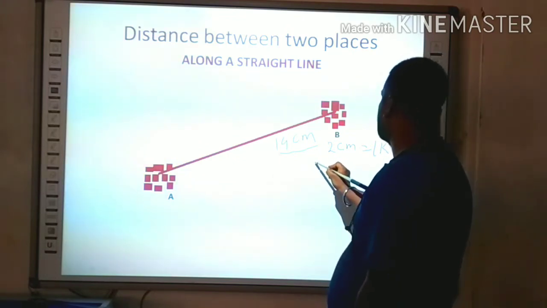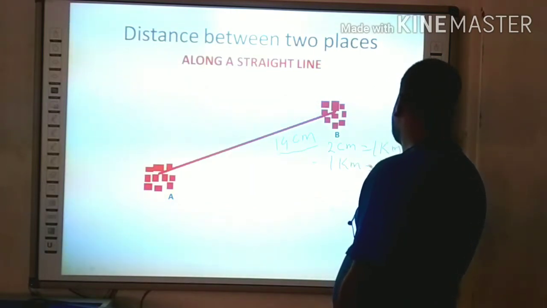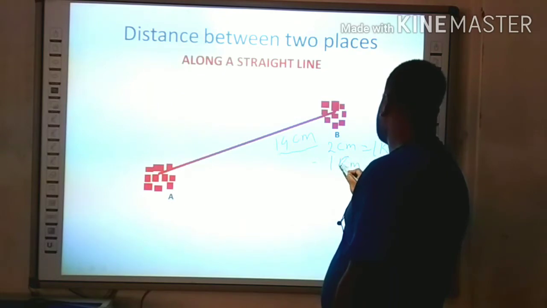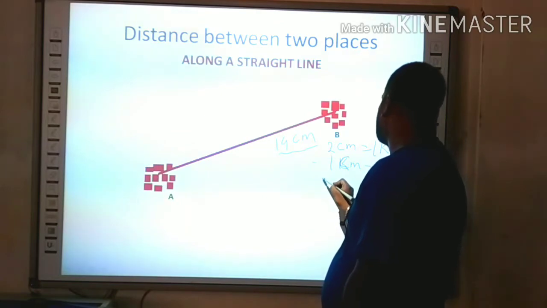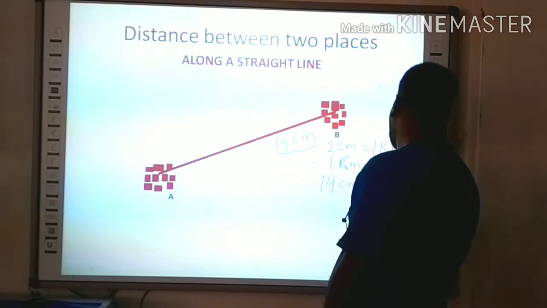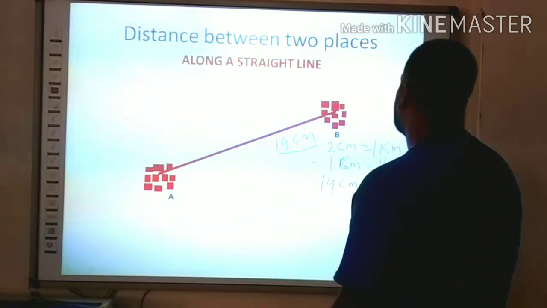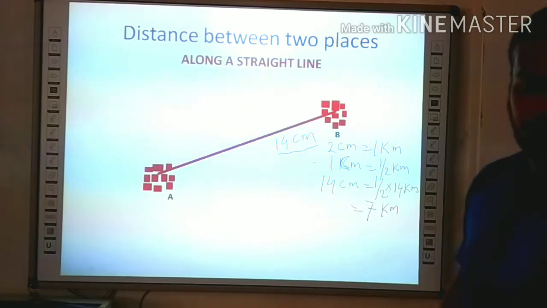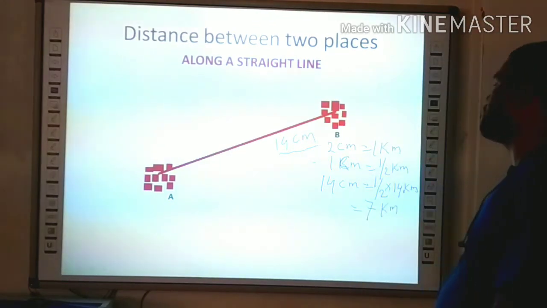Therefore 1 centimeter is equal to half kilometer, and 14 centimeter is equal to half into 14 kilometer. Your answer will be how much? 7 kilometer. So the distance between settlement A and settlement B is 7 kilometer.